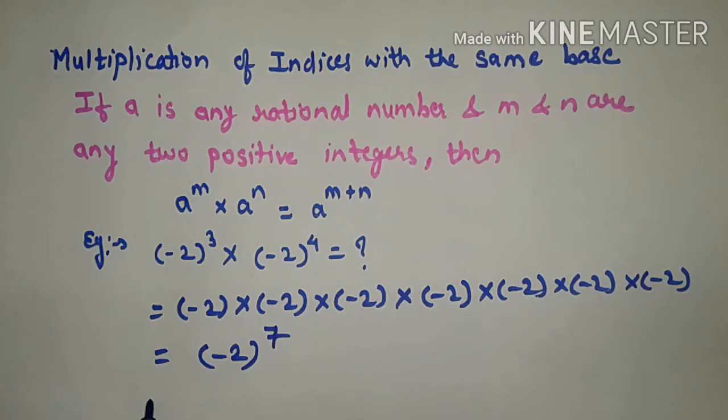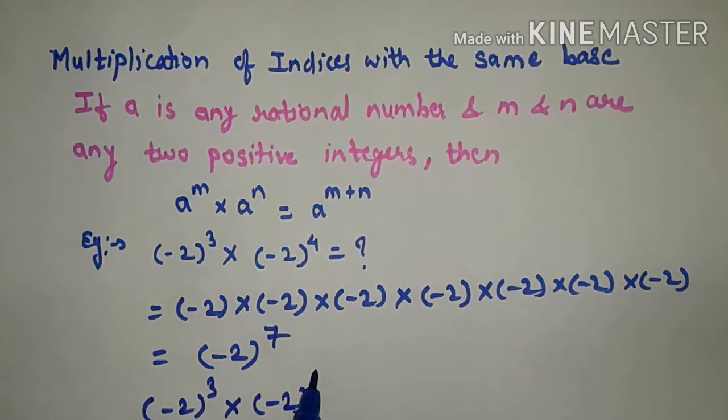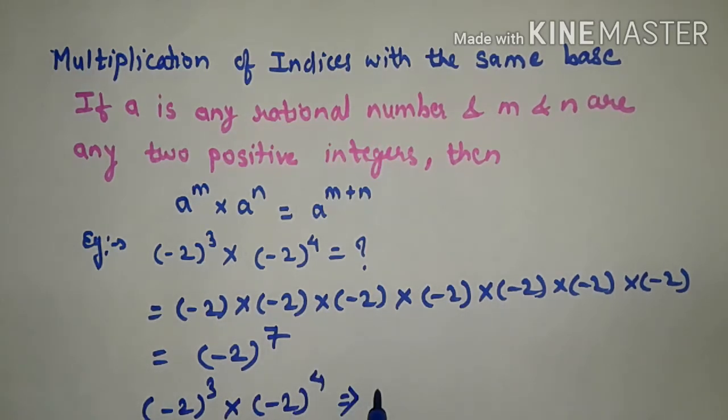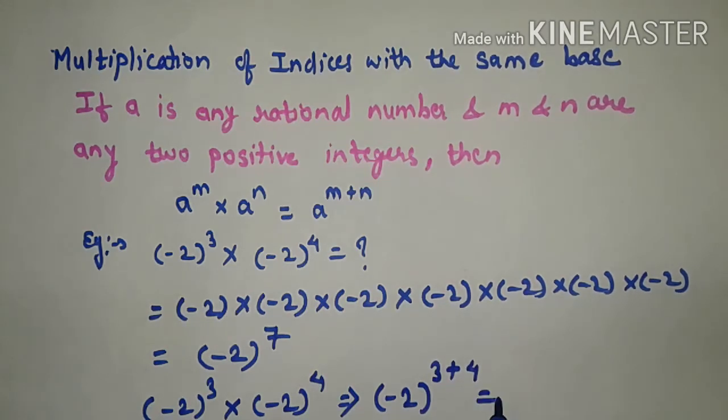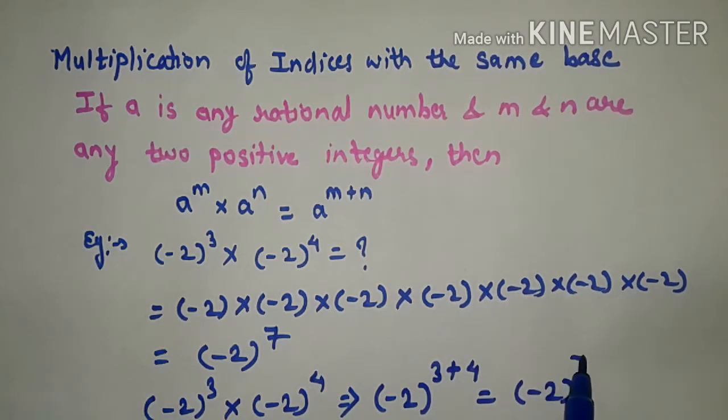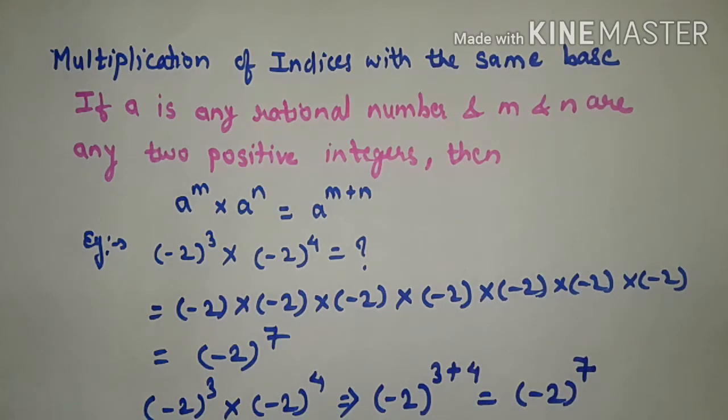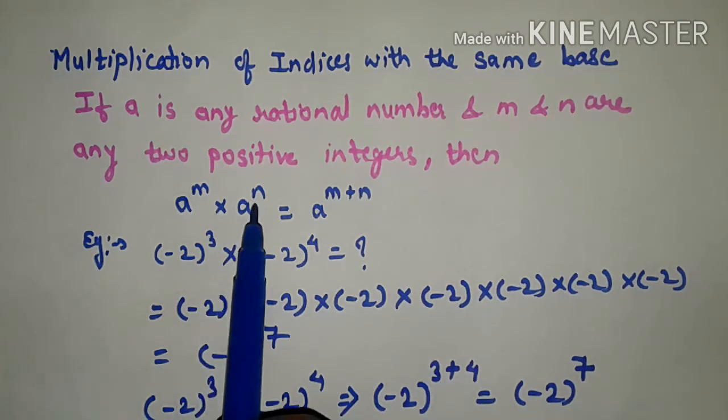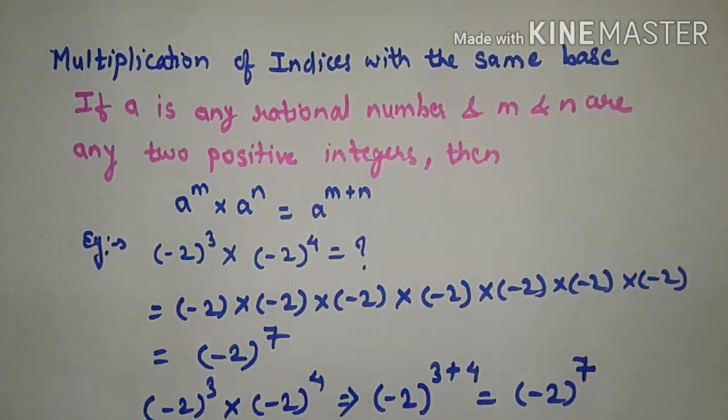Or we can say minus 2 raised to 3 plus 4 is equal to minus 2 raised to 7. That is, a raised to m multiplied by a raised to n is equal to a raised to m plus n. That is, minus 2 raised to 3 multiplied by minus 2 raised to 4 is equal to minus 2 raised to 3 plus 4, that is minus 2 raised to 7.